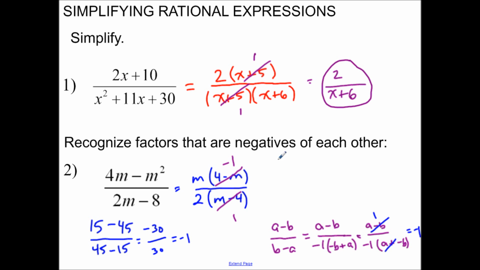So now that we know that that's negative 1, we just end up with a negative 1 times m, which is negative m, all over 2. So that's the important thing here, to recognize factors that are negatives of each other. Negative 1 is the result when you have 4 minus m over m minus 4.